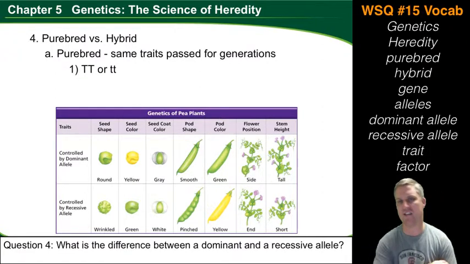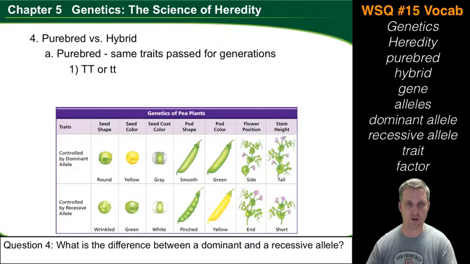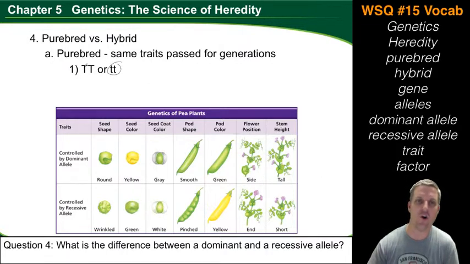Purebred, remember, as we said, has the same traits passed for generations. Purebreds, you're going to see homozygous alleles. Okay, that is huge. Homozygous, remember, homo meaning same. Homozygous means the same genetic information, the same alleles on that gene that they're coding for. So purebreds have the same traits. They're going to be big T, or little t.